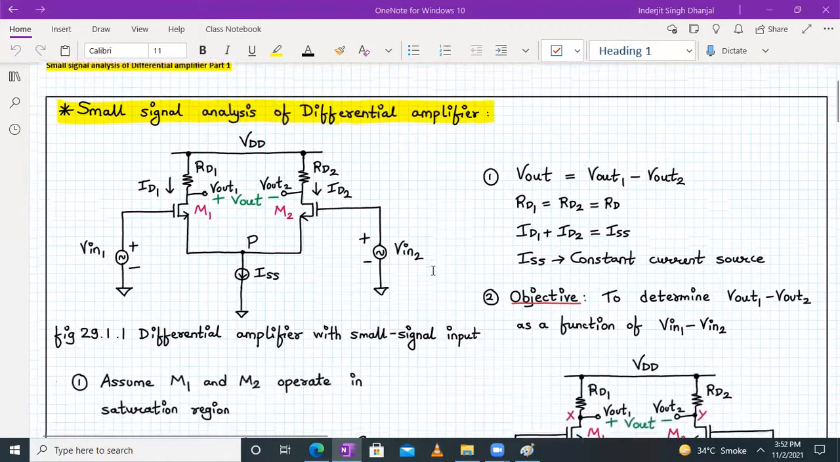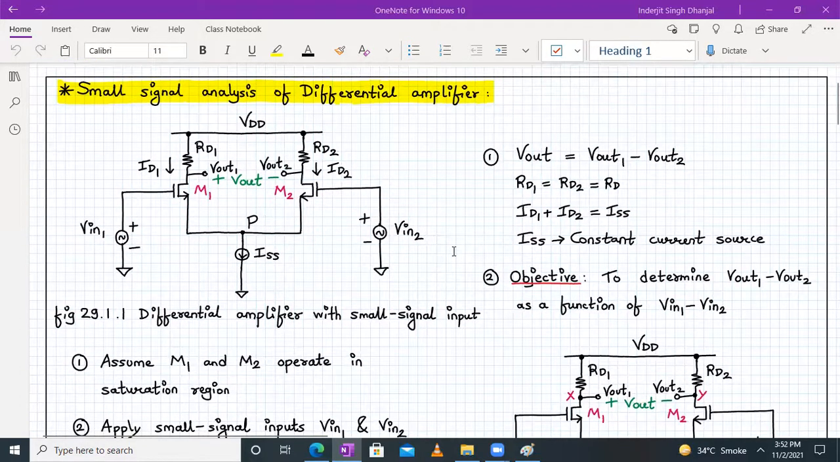So let us begin. In the last session we discussed briefly the derivation of the voltage gain using large signal analysis. Today we will follow the same technique, finding the voltage gain of a differential amplifier, but using the small signal analysis.